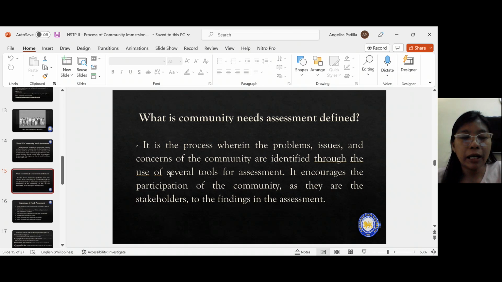Yung participation na sinasabi dito ng community, ayun nga, kailangan nilang sagutan yung pinapasagot natin, yun yung participation nila. And then from that, from all those gathered data, we will interpret them.